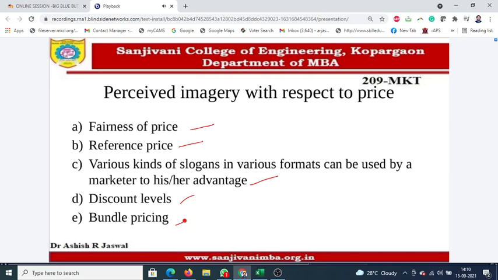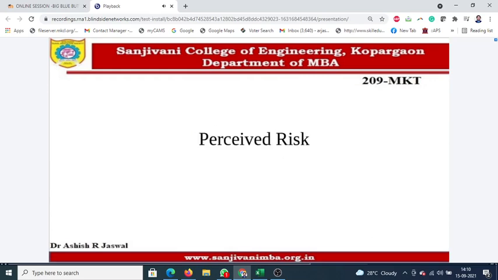Which makes us understand that, if this is imagery, one more important concept which is our area of interest, which we need to study, is related to the other part, that is perceived risk. What do you mean by perceived risk? आणि कोणकोणत्या perceived riskच्या type असतात? Let us try to understand that. So before we move on, let us try to understand what is a perceived risk.